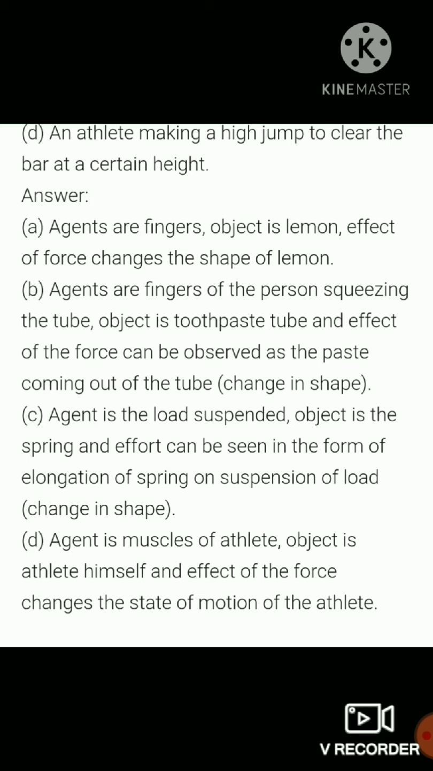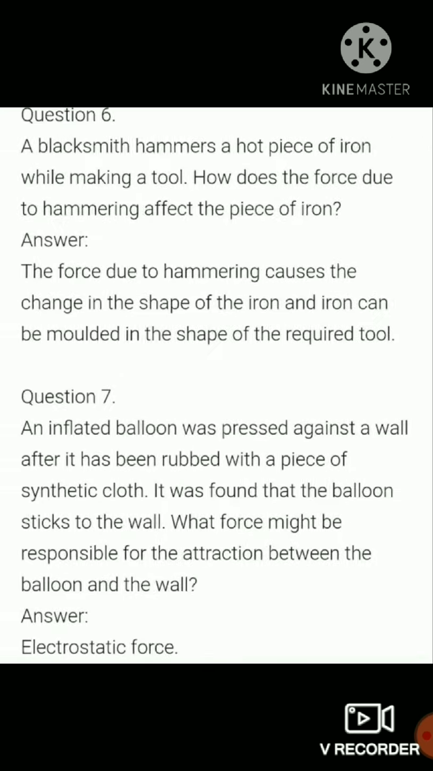इसमें भी आपका शेप चेंज हो रहा है. The agent is the load suspended, the object is the spring, and the effect can be seen in the form of elongation of the spring on suspension of load. इसमें भी shape change हो रहा है. The agent is the muscles of the athlete, the object is the athlete himself, and the effect of the force is that it changes the state of motion of the athlete. Now question number 6.